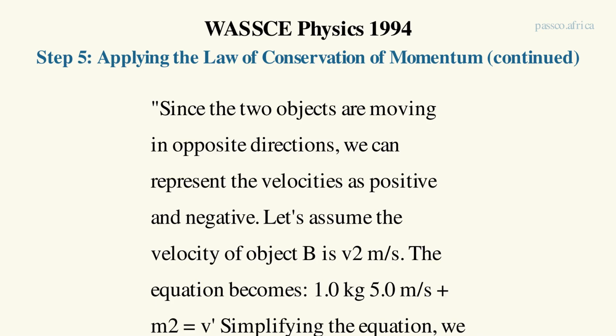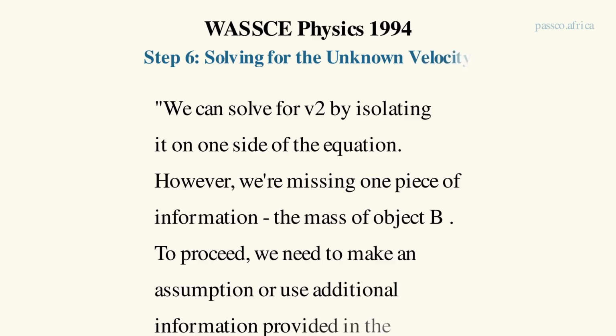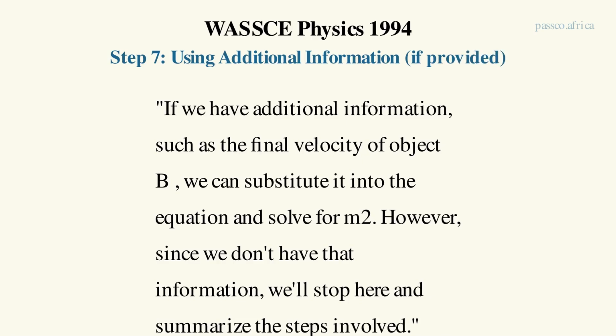Step 6. Solving for the unknown velocity. We can solve for v2 by isolating it on one side of the equation. However, we are missing one piece of information, the mass of object B. To proceed, we need to make an assumption or use additional information provided in the problem. Step 7. Using additional information. If we have additional information, such as the final velocity of object B, we can substitute it into the equation and solve for m2. However, since we don't have that information, we'll stop here and summarize the steps involved.